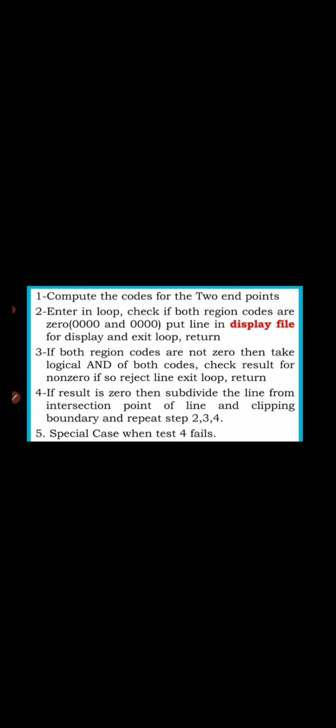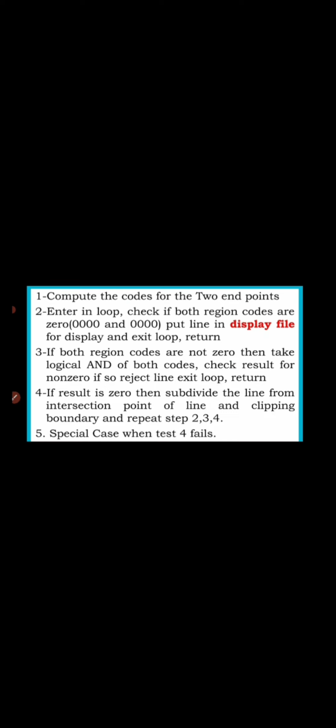And if both region codes are not 0, the line may start at the left end and end at the right end, or it may go to the top. Whenever it is anywhere other than the center, it has some non-zero codes. Those non-zero codes are logically ANDed together, and we check the result. We know that A AND B is 0 when any of the values is 0. So if the answer is non-zero, the line is totally to the left, or totally right, or totally top, or totally bottom. That is the meaning of a non-zero answer, so the line is totally rejected.